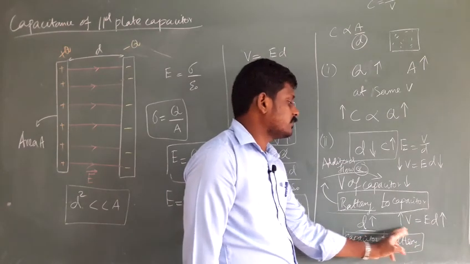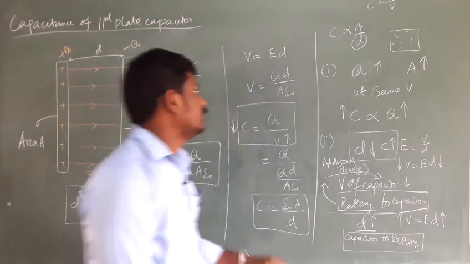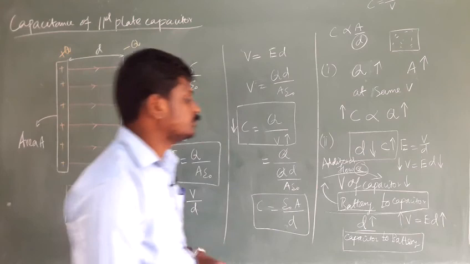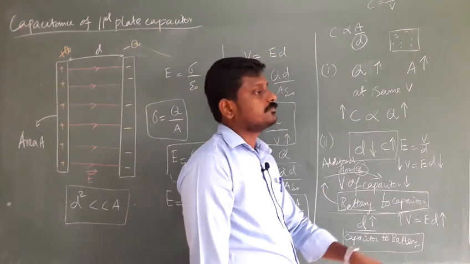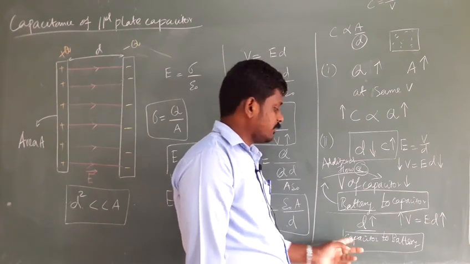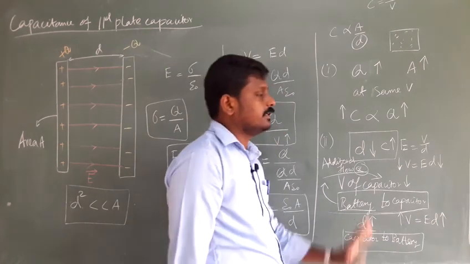If we increase the distance between the two plates, potential value increases. Potential increases means, since C is equal to Q by V, capacitance decreases. How? Potential increases, so there is a mismanagement, and there is a flow of charge from the capacitor to the battery. So charge value decreases, so capacitance value decreases.